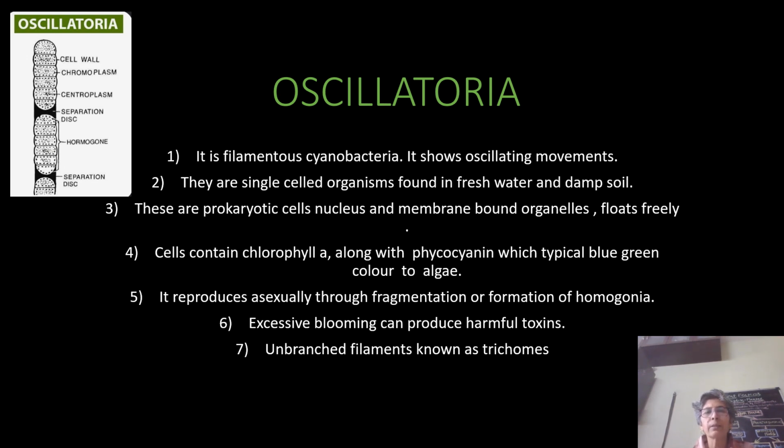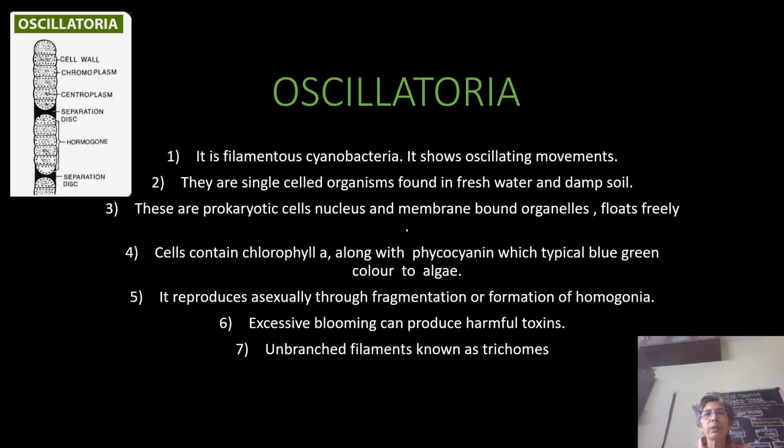and the cell contains chlorophyll A along with phycocyanin, which typically gives a blue-green color to the algae. This phycocyanin pigment gives color to that algae, so it looks blue-green. Okay, and with the help of chlorophyll A, the cell can perform the function of photosynthesis.